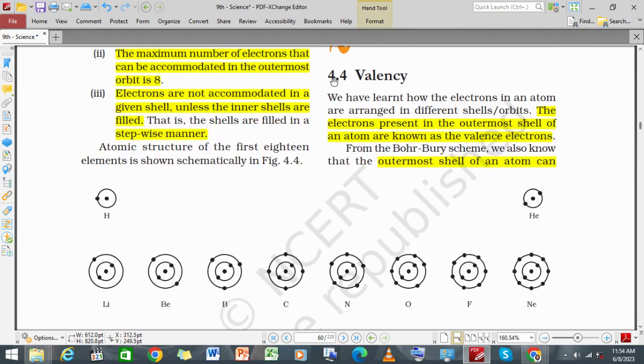Now the concept of valency comes in. The electrons present in the outermost shell of an atom are known as valence electrons. Here, this is the outermost shell in neon, and this is the outermost shell in oxygen. So this outermost shell is what determines the valency.